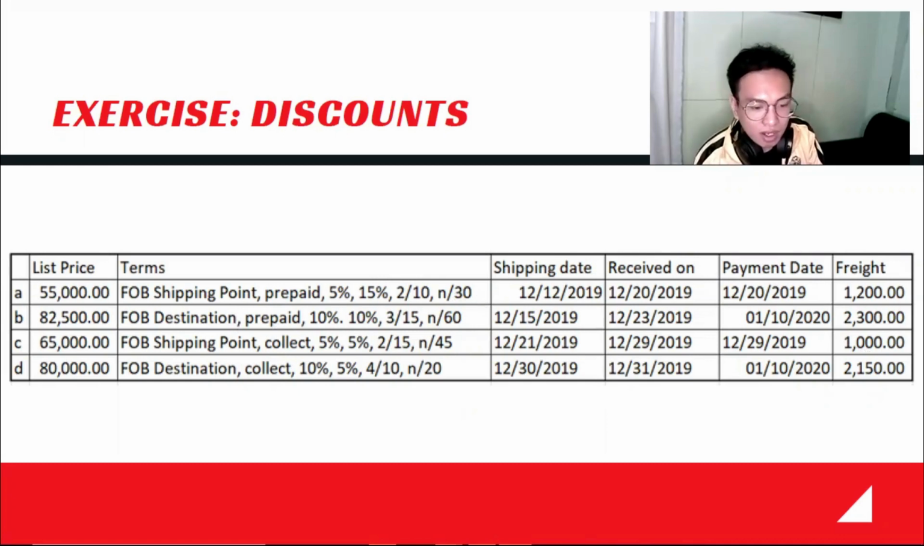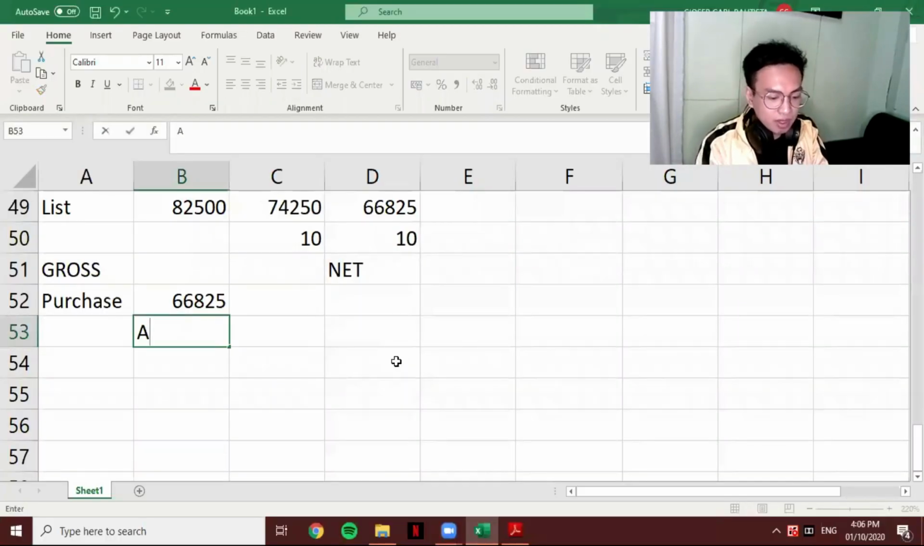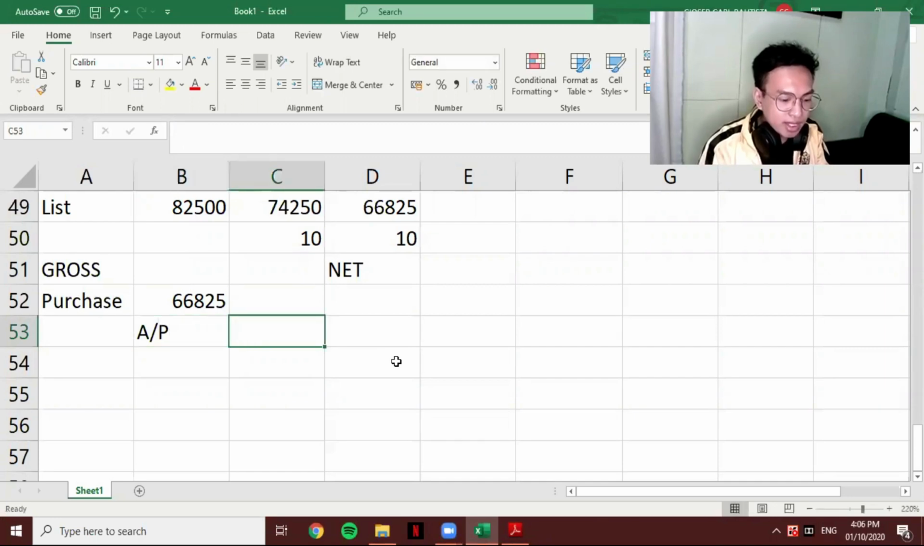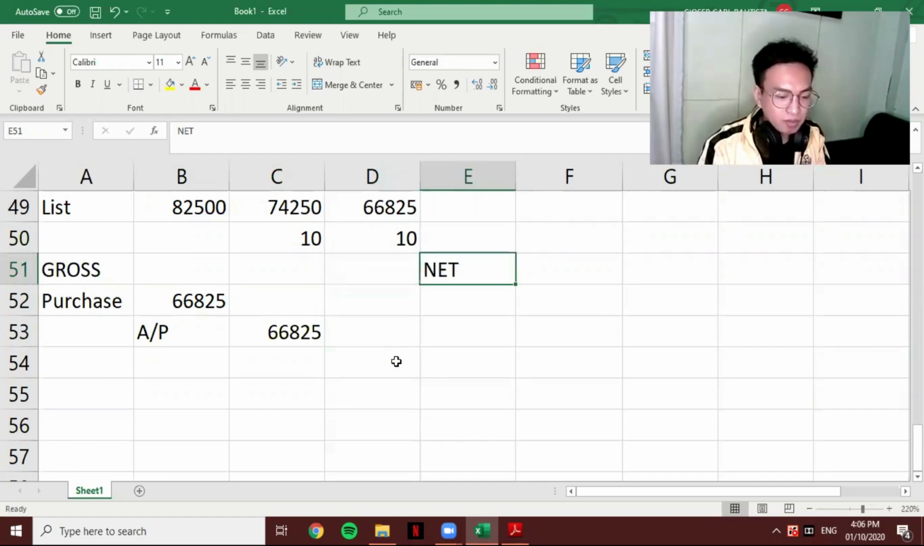Okay? So, pinapadali mo lang ata yung buhay nyo. Actually, ina-assume lang natin, no? Na buyer and seller, buyer and seller. So, I don't know kung ano yung matatamaan ng alin. So, that's already our purchase. Accounts payable, 66,825. What if we're using net ulit?